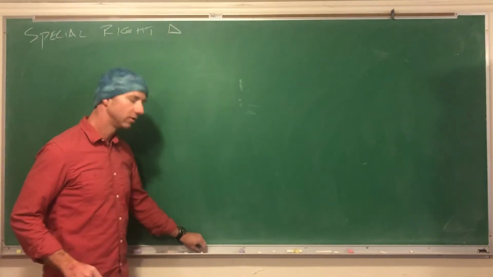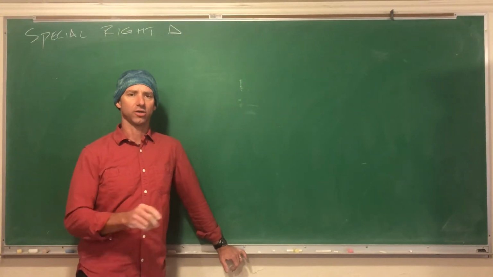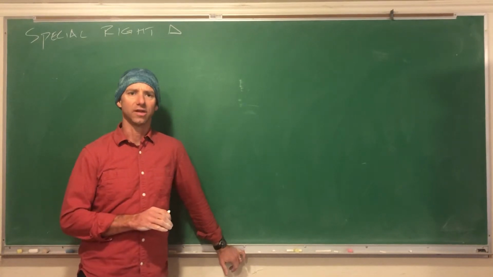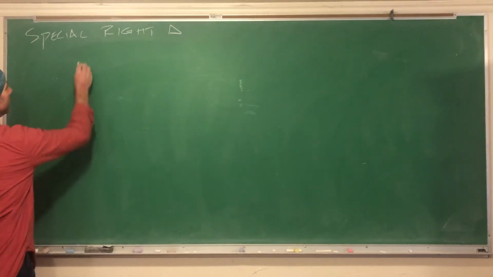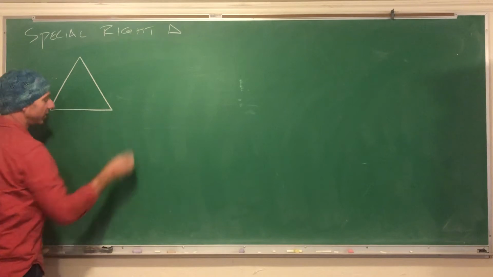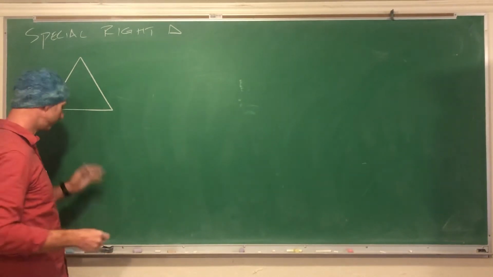In this lesson, we're going to take a look at something we call special right triangles. They are used throughout mathematics, and we're going to start with the introduction of them here. So I'm going to start with what's called an equilateral triangle. Now we're all familiar with equilateral triangles, I hope. An equilateral triangle, all the legs are the same, all the angles are the same.